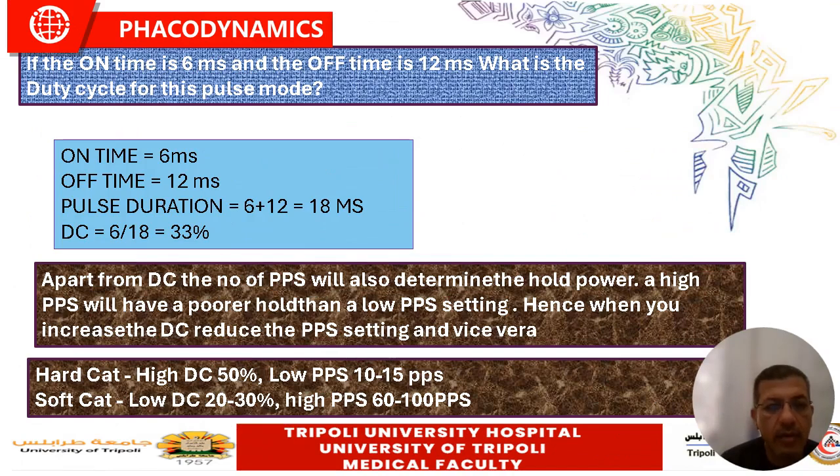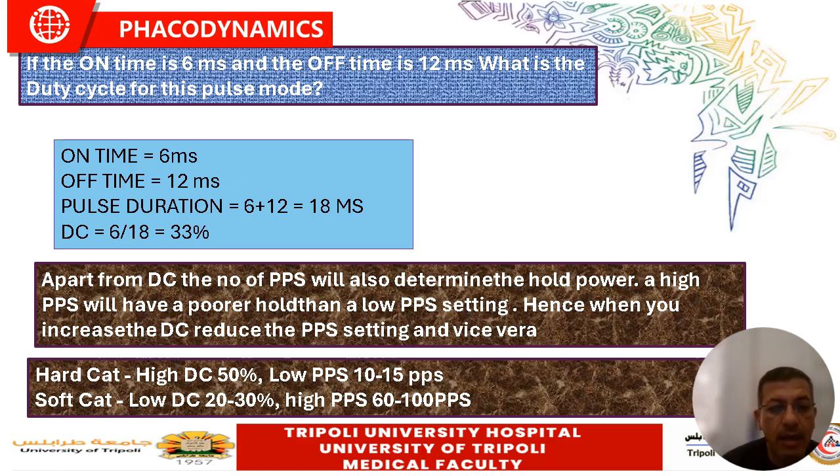In this slide, I will give a practical example of the variation between the duty cycle and the pulse rate. Now, as I explained before, the duty cycle is equal to the on time divided by the sum of both the on and off time. If the on time is, for example, 6 milliseconds, and the off time is 12 milliseconds, the duty cycle will equal the on time, that's 6, divided by the on plus off, that's 18 milliseconds. So the duty cycle will be equal to 33%.